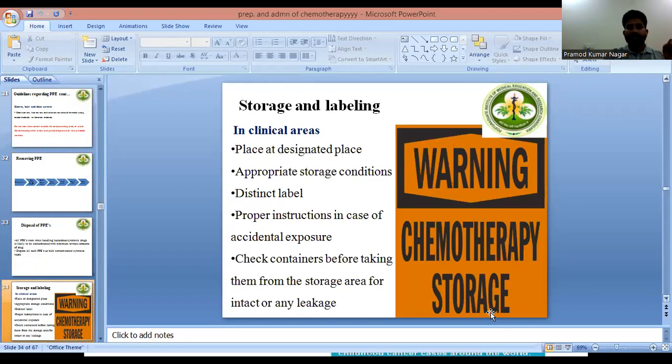The storage and labeling: place at a designated place. Appropriate storage conditions should be there. Distinct label including the patient name, dose, and container before taking them from the storage area for intake, or any leakage.